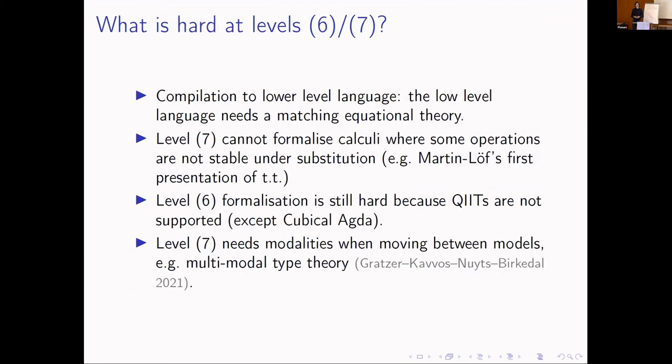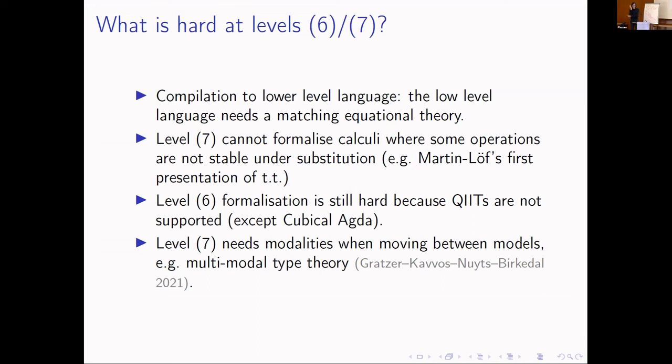So what is hard at these higher levels? So one thing is that when you want to compile to a low-level language, you're not allowed to break the quotient. So the low-level language needs a matching equational theory, and it can be very hard to describe what the proper equational theory of an assembly language is, which exactly matches what you start with above.